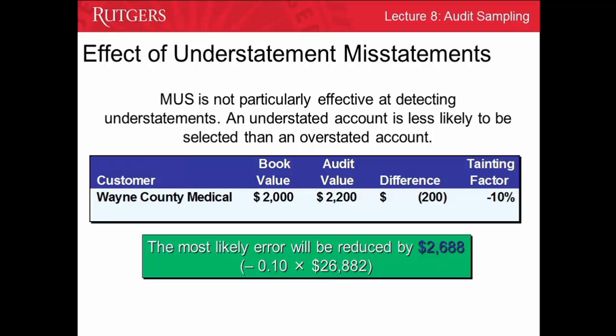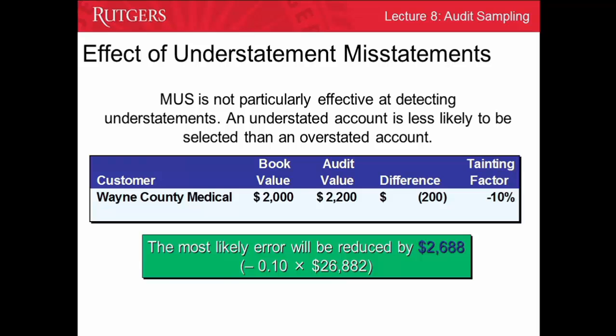The methodology used earlier in computing the UML is based on the auditor's assumption, at the time of planning the sampling application, that all errors in the population are overstated.